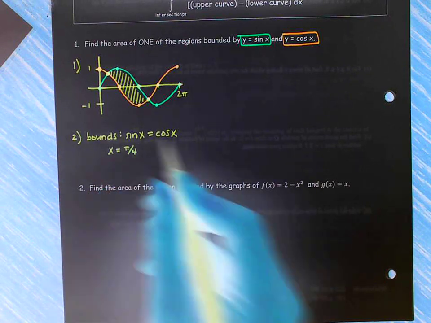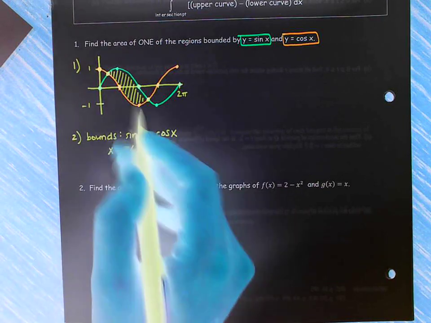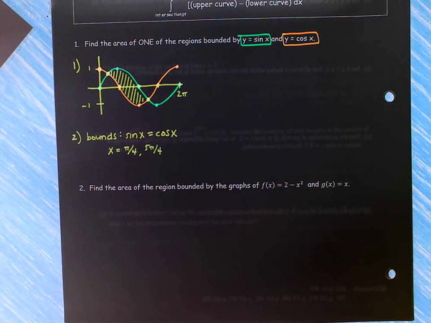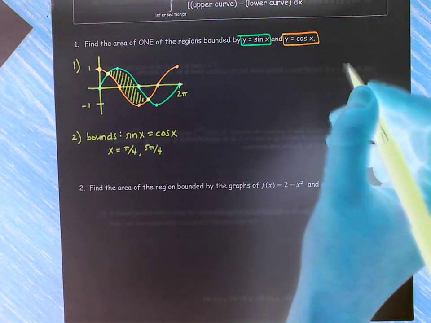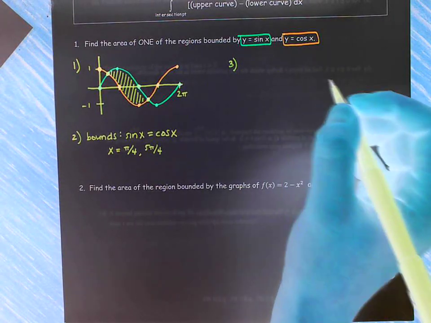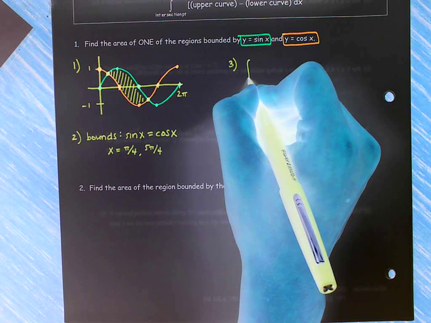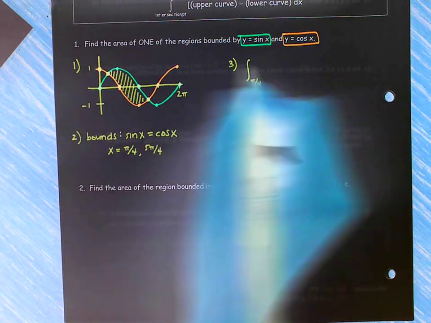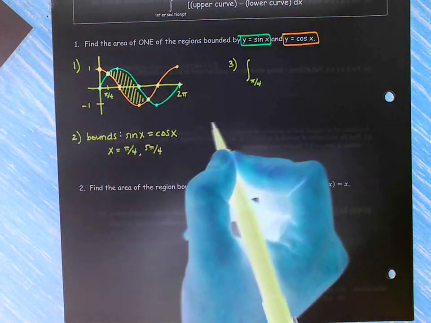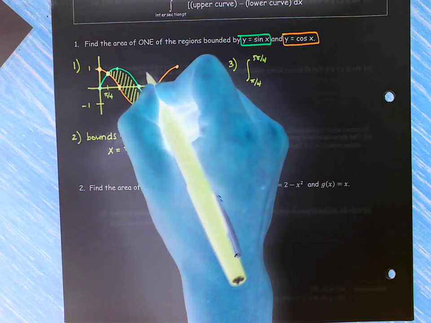Then the next time sine and cosine have the same value is in the third quadrant, so I want my pi over 4 in the third quadrant, which is going to be 5 pi over 4. So now I can jump into step 3, which is where I'm going to find the area between my curves. We said we're going to integrate the upper curve minus the lower curve using my bounds. So I'm going from pi over 4, because that's where this region begins. Right here, we've got pi over 4. I'm going to go until 5 pi over 4. That's where this intersection point is.